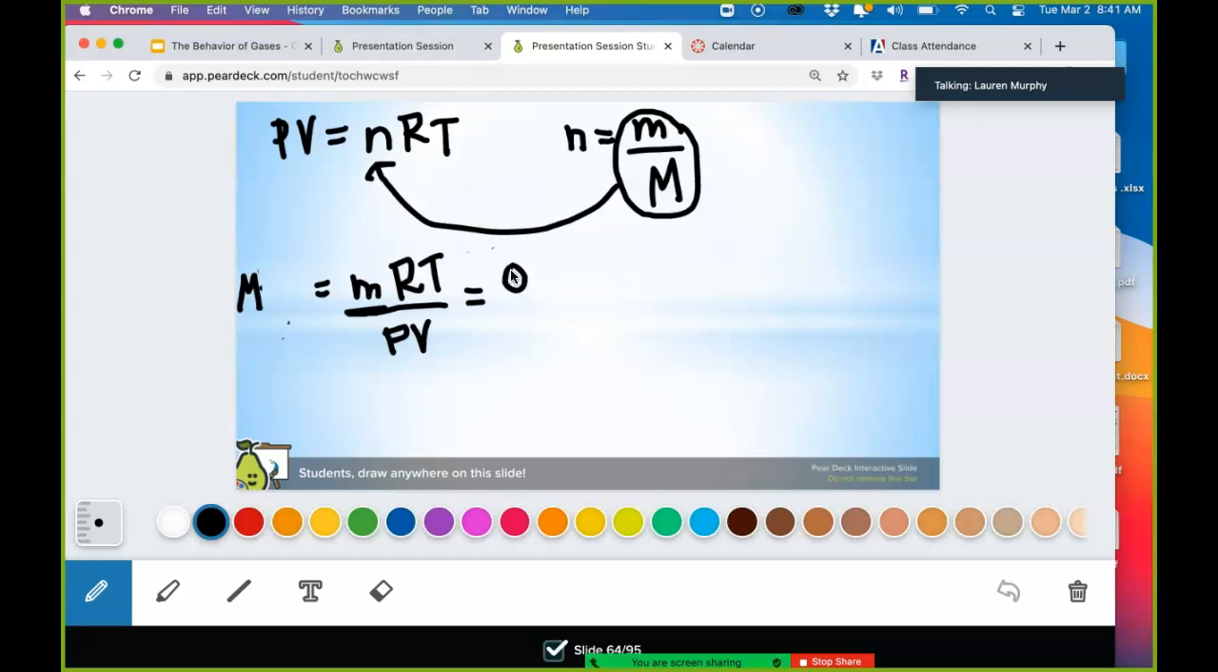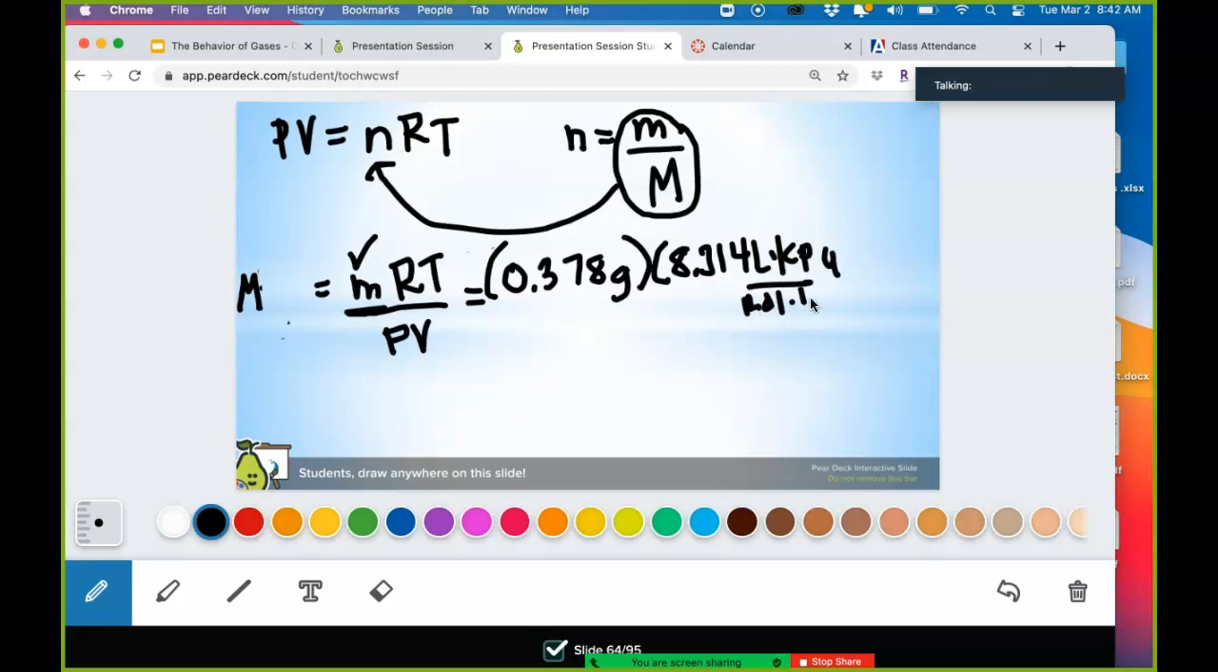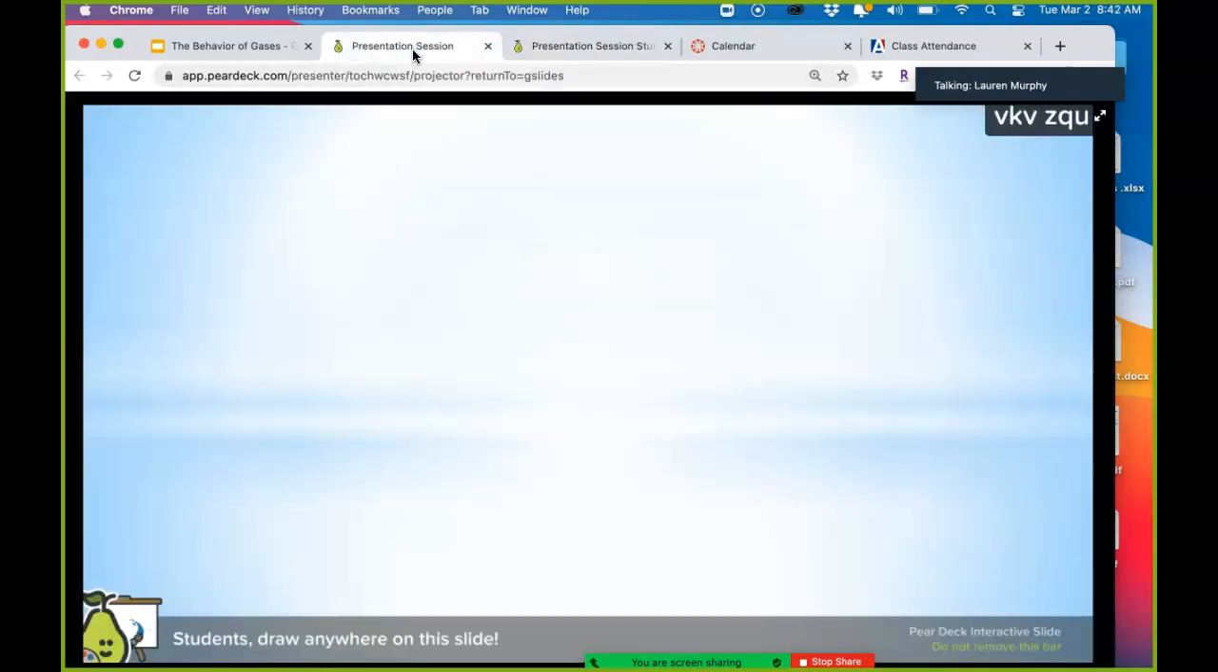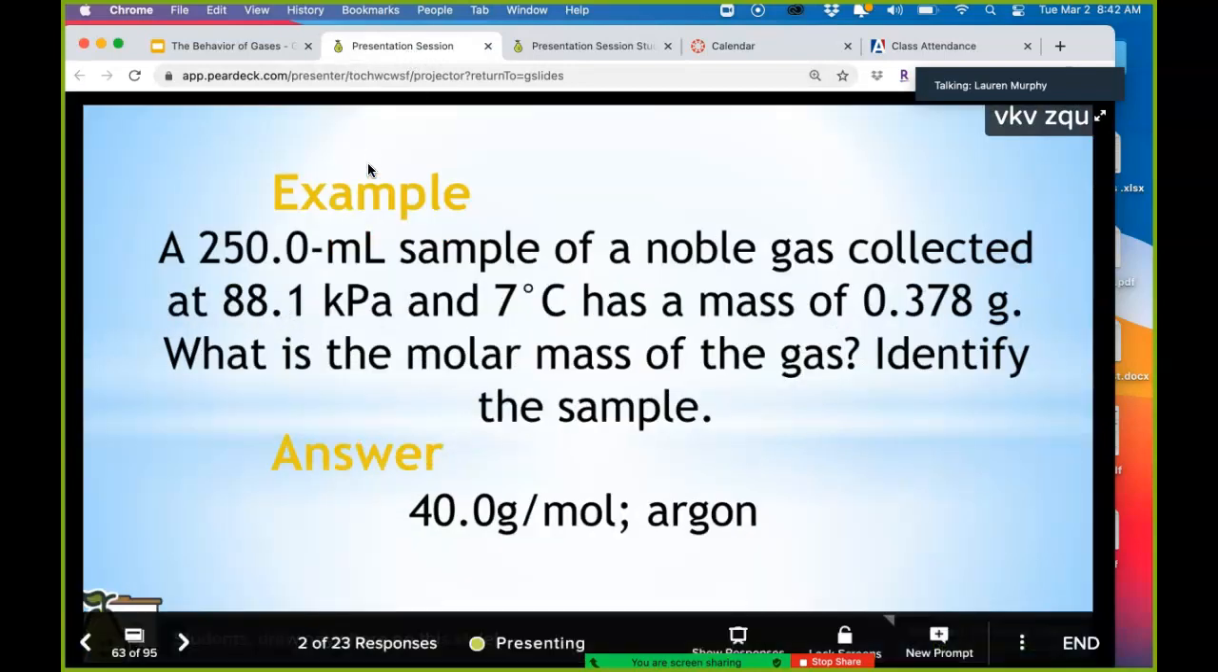So 0.378 grams, right? There's my mass. R is 8.314 liter kilopascal over mole Kelvin. Those are all the units. And T is temperature in Kelvin. The temperature they gave you was 7. So you take 273, this is the conversion factor, and you add the 7, and that is your temperature. So 280 Kelvin. Divided by the pressure, which was 88.1 kilopascals.